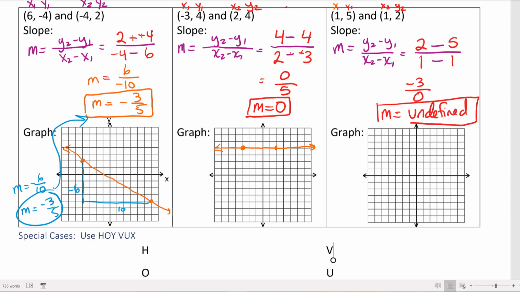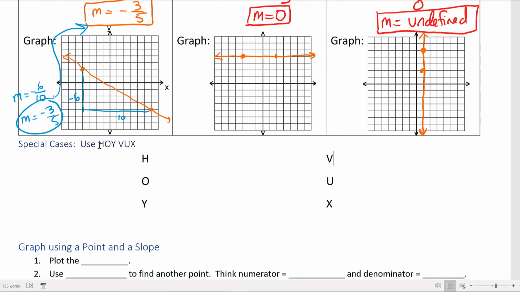Now I know what undefined graphs look like: vertical lines. So when I plot these 2 points, I'm really hoping that they are in a vertical line from each other. So 1, 5, and then 1, 2, and sure enough, that is a vertical undefined slope. So when we have these zero slopes and undefined slopes, we're going to be using them quite a bit, and so I have a little mnemonic device to help you with those vertical and horizontal lines, which we're going to call special cases. It's called HOI VUX.